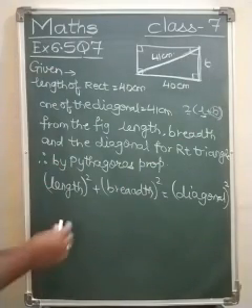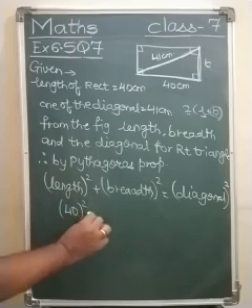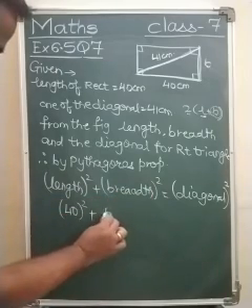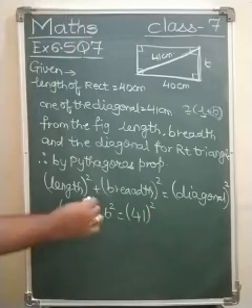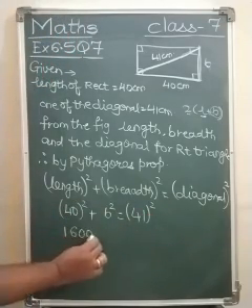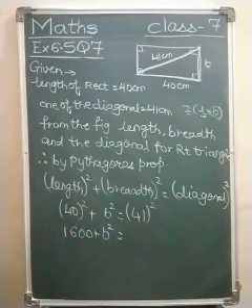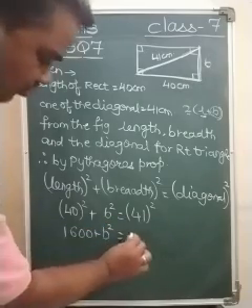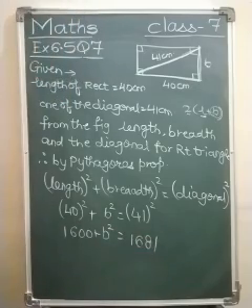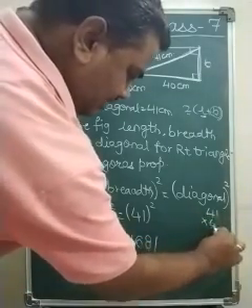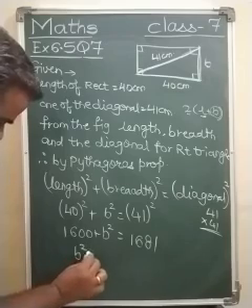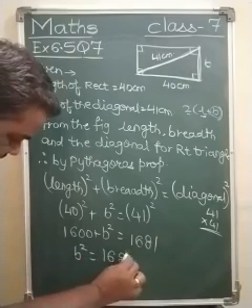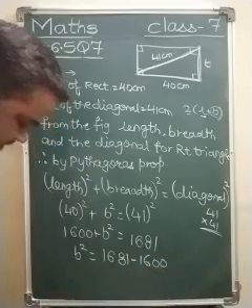This diagonal is the hypotenuse, so length square, that is leg 1, plus breadth square, leg 2, equals diagonal square. What is length? 40 square plus b square equals diagonal 41 square. 40 square is 1600 plus b square equals 41 square, which is 1681. 41 square means 41 multiplied by 41. Therefore, b square equals 1681 minus 1600.